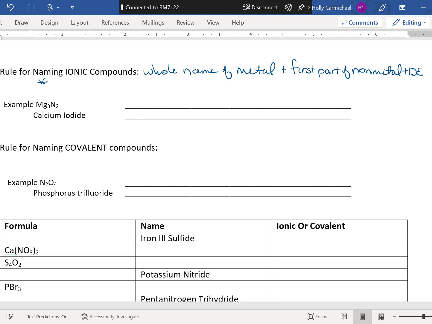Remember, if you have transition metals, the transition metals were chromium, iron, and copper. What do they require? A Roman numeral. So chromium, iron, and copper use a Roman numeral to indicate the charge. Not the number of ions or atoms, because I did see that in lab yesterday. Some people were looking at iron 2 as an iron with 2 of them. No, that means it's iron plus 2.